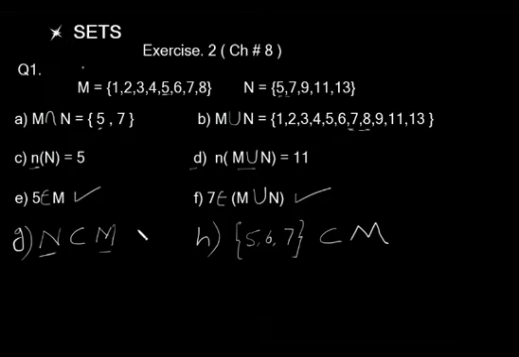So this is a false statement. Now let's see in the H part. It says {5, 6, 7}. It's a set. We have to check either true or false. Is it a proper subset of M?